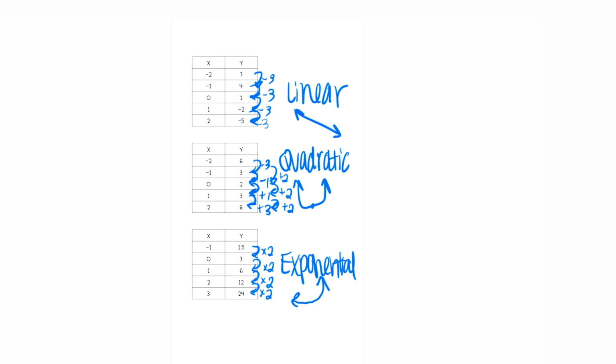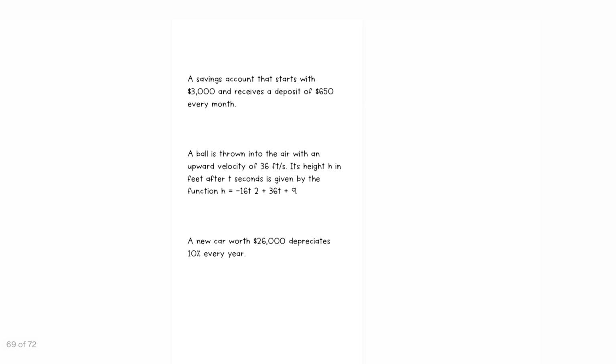Now I've added one more type of representation, and those are word problems. So in this first example, the keywords here are $650 every month. That is a constant amount. As long as it's constant, it is a linear function. In this next example, a ball is thrown into the air. Anytime something is thrown up and it comes back down, that is going to be a quadratic function.